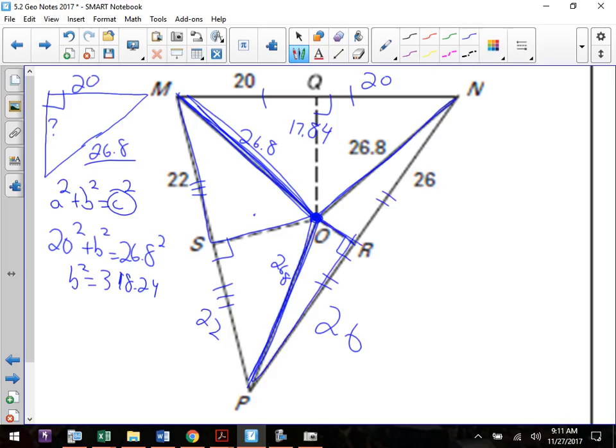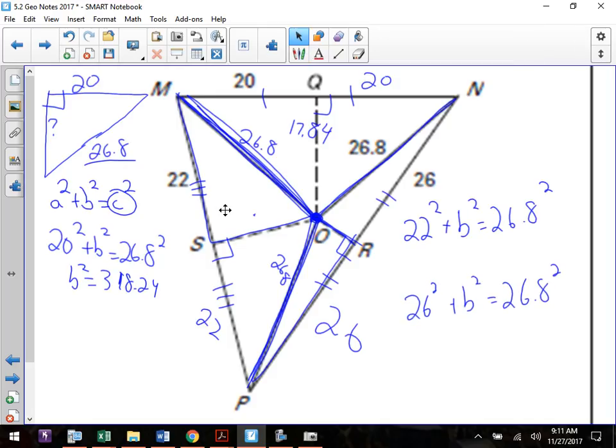Okay. So let's try that. We have a 22 squared plus something squared is our 26.8 squared. And then we have a 26 squared plus something squared is 26.8 squared. So take a second with your calculators and figure out what those other two side lengths are. We're going to figure out what OS is and what OR is.